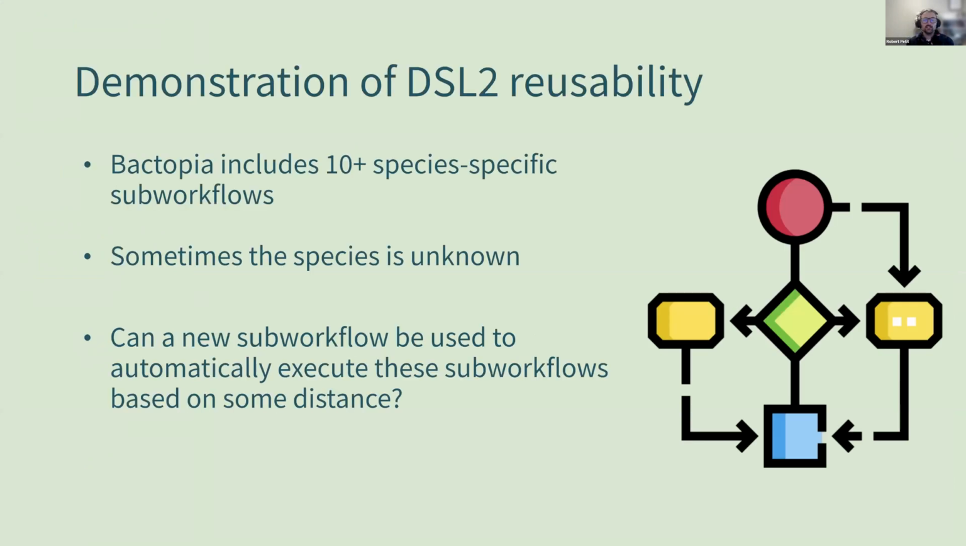So to demonstrate this, Bactopia includes at least 10 species-specific sub-workflows, and these are like serotyping for E. coli or MEC, MRSA, and Staph aureus. But sometimes you don't know the species, and so I had the question, I wanted to do this a long time ago, but DSL1 made it very hard. But could I create a new workflow to automatically execute these other species-specific workflows based on some sort of distance?